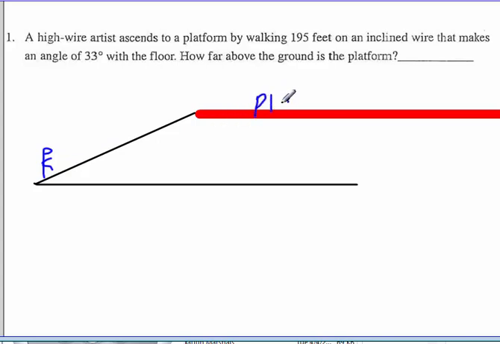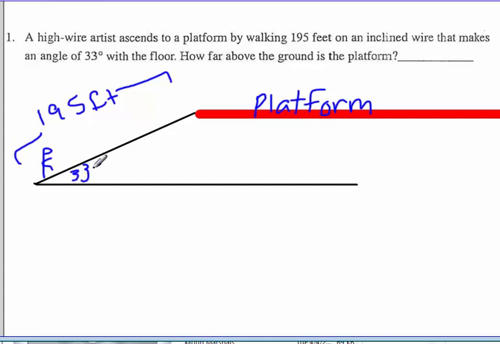This is my platform. So most of the word problems is just taking the time to keep reading the problem over and over again, trying to figure out what is it asking me to do. So that's our platform, and he's walking 195 feet. So from here to here is 195 feet. And that's from here to there. And the angle is 33 degrees with the floor. So this wire makes a 33-degree angle with the floor, and this is the floor, which he does not want to hit as he ascends to that platform.